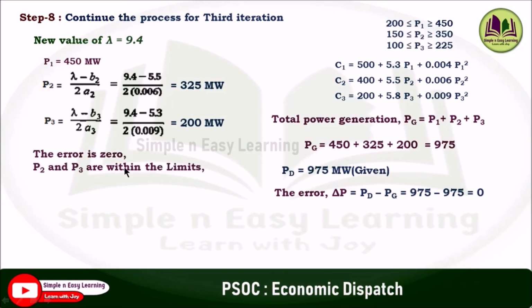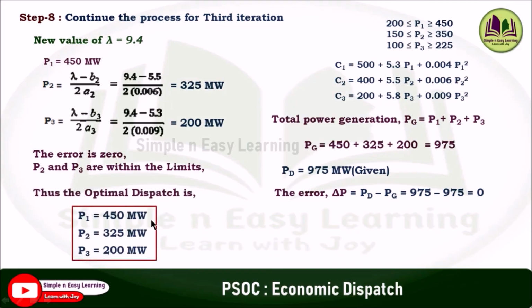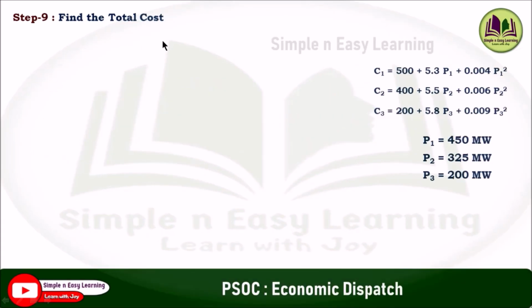So the error is 0 and P2 and P3 are within the limits. P1 is fixed at 450 megawatt. Thus the optimal dispatch is P1 equal to 450 megawatt, P2 is 325 megawatt, and P3 is 200 megawatt. Now in the problem, they asked to find out the total cost of generation. So to find that, the total cost of generation CT is equal to C1 plus C2 plus C3. So simply add the cost functions, substituting the optimal dispatch values P1 equal to 450, P2 equal to 325, and P3 equal to 200 megawatt.